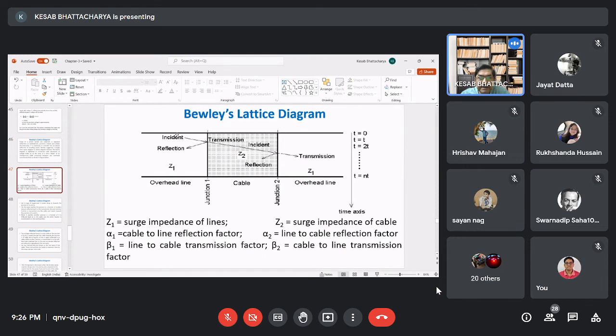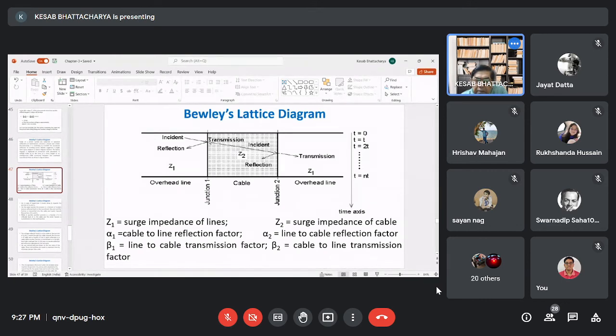Now let us consider this diagram. This is one line, this is the cable, and this is the second line. We have assumed that the surge impedances of line 1 and line 2 are equal, and that of the cable is different. And here in line 1, there is an incident traveling wave which, when it meets the first discontinuity, that is junction 1, a part of the wave is transmitted forward in the cable and a part is reflected back in transmission line 1.